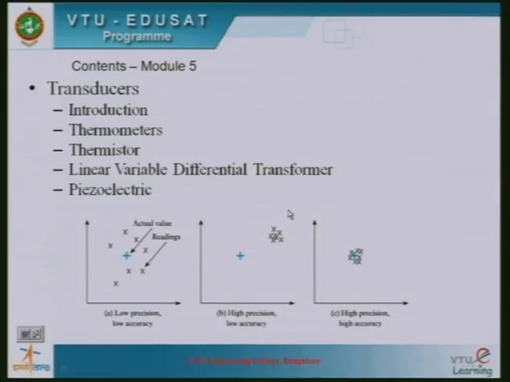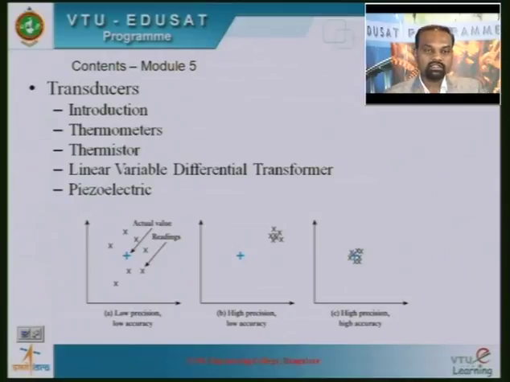But the sensor that I have used always gives me exactly 30 degrees centigrade, although it is not indicating the actual temperature of 27 degrees centigrade. We say that these kinds of transducers or sensors are highly precise, because every time I do a measurement, it always gives me a temperature of 30 degrees centigrade. The temperature sensor that I used previously is not very precise.